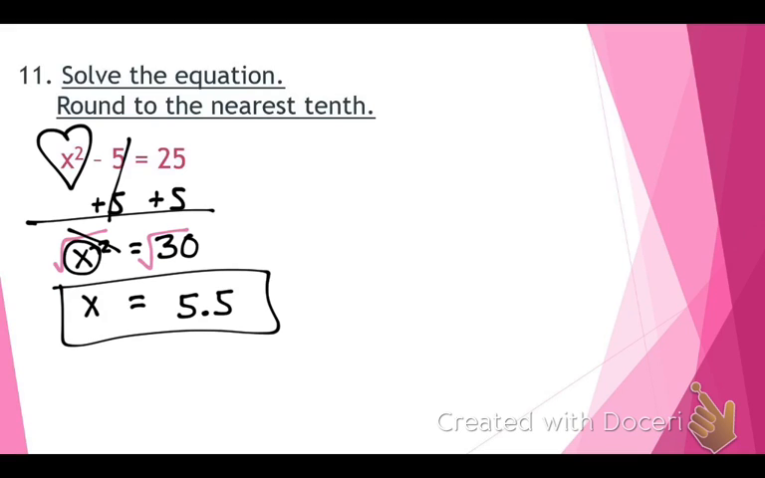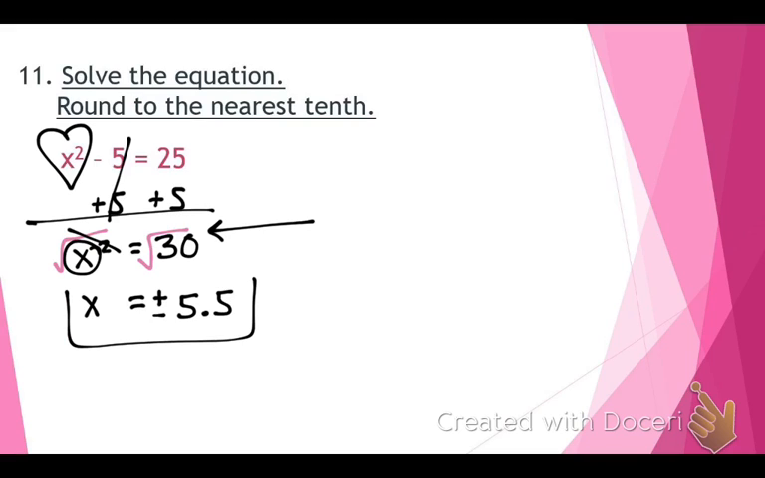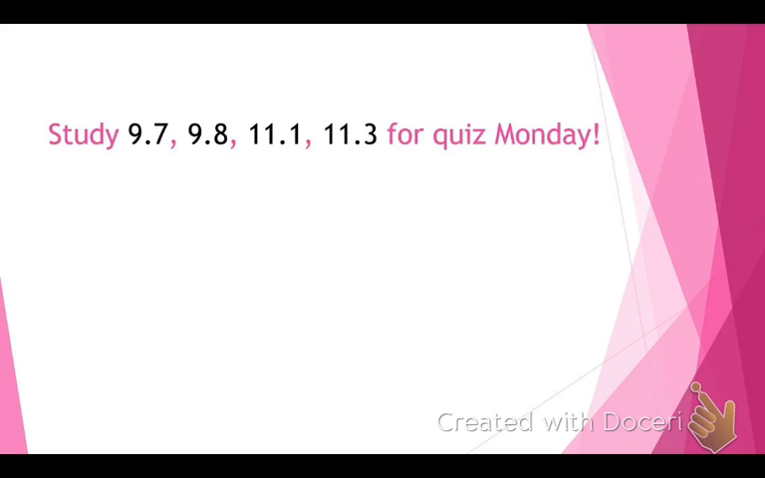What's wrong with that? Remember, we are the ones who introduced the radical to the problem right there. So we have to come out with 2 answers, positive and negative 5.5.